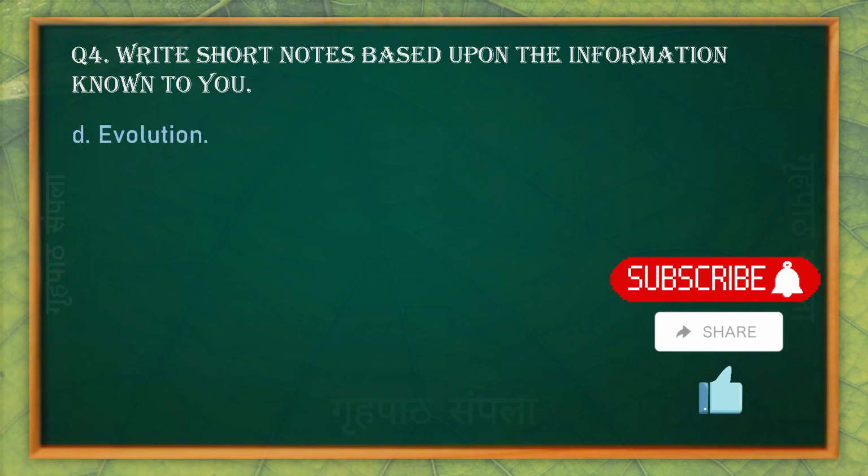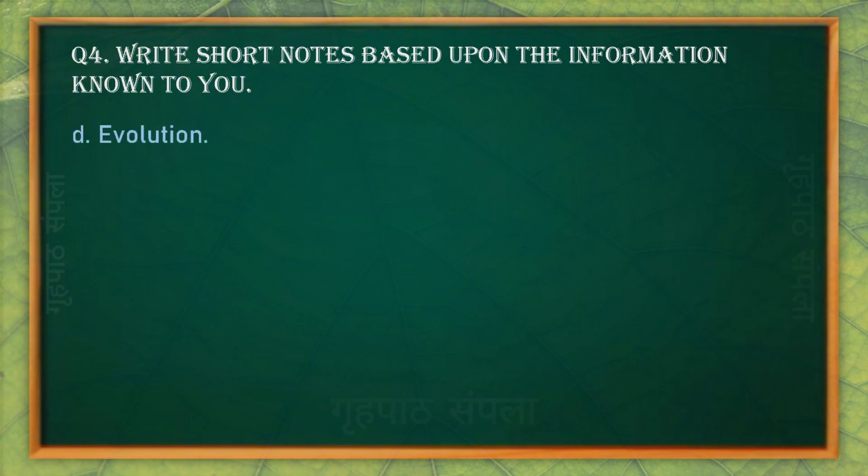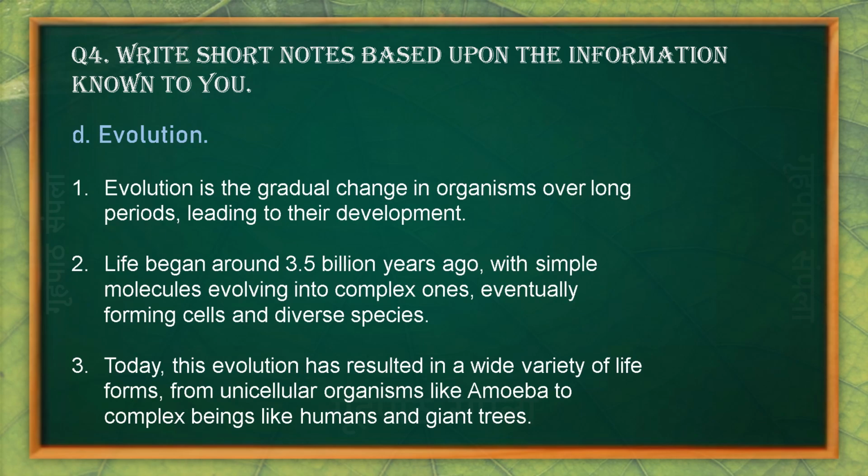D. Evolution. 1. Evolution is the gradual change in organisms over long periods leading to their development. 2. Life began around 3.5 billion years ago, with simple molecules evolving into complex ones, eventually forming cells and diverse species. 3. Today, this evolution has resulted in a wide variety of life forms, from unicellular organisms like amoeba to complex beings like humans and giant trees.